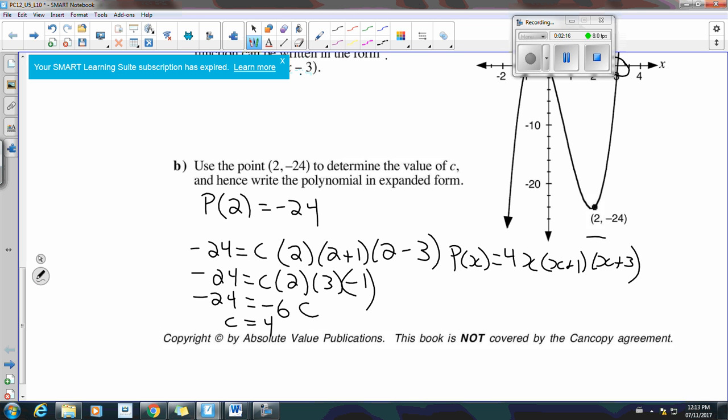Well, all that means is now you need to multiply this out. So it's best if you multiply this out first, which gives you a quadratic, then multiply everything by 4x. You do get 4x cubed minus 8x squared minus 12x.